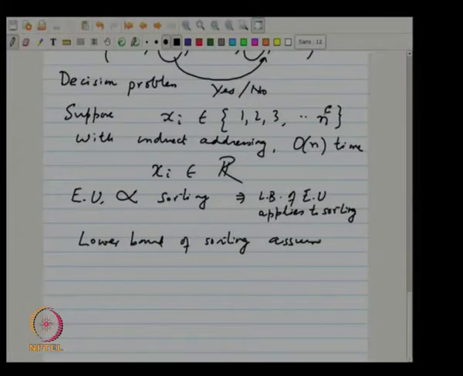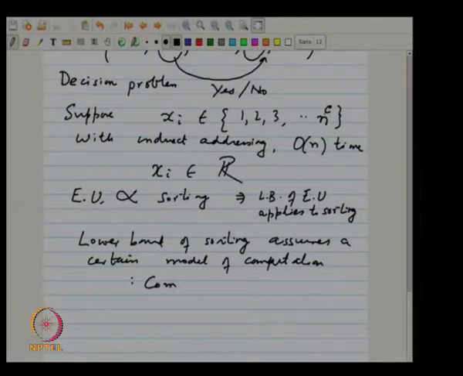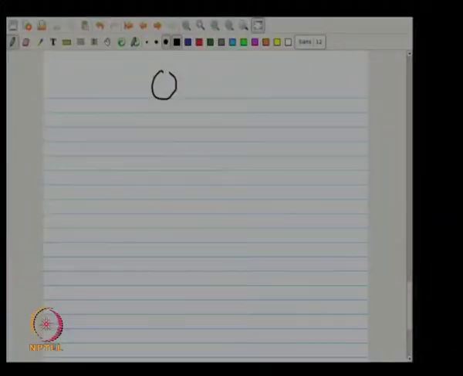assumes a certain model of computation. And what is that? Comparison tree, right. So, what is a comparison tree model? Well, since it is not a decision problem, it is more than that. So, I am using the word comparison tree rather than a decision tree.